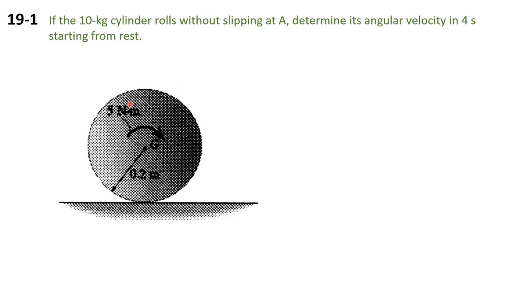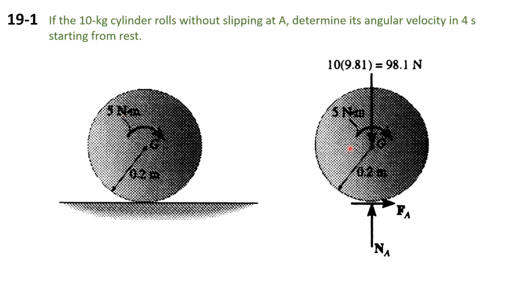Maybe it's not clear here, but this 5 Newton meter is given to us as a torque. Maybe this one is more clear for the free body diagram: 5 Newton meter in the clockwise direction. The weight is going downward, located at point G. The radius is 0.2 meters. We have a friction force and a normal force on the system.